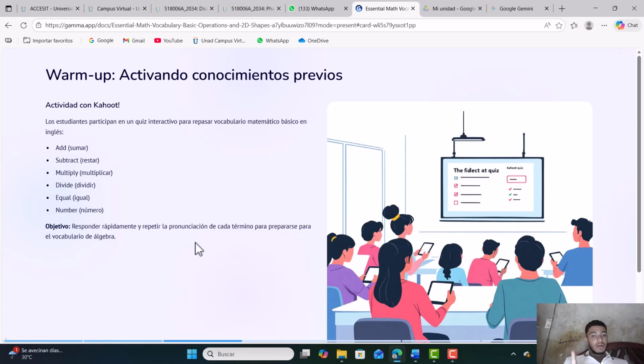And the goal here is simple: practice the pronunciation of these basic terms. Prepare your brain for the algebra vocabulary ahead. We'll review add, sumar, subtract, restar, multiply, multiplicar, divide, dividir, equal, igual, number, número.